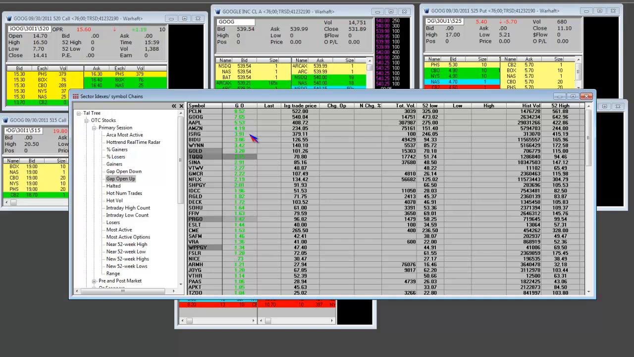And here comes ISRG clocking in there right along with BIDU. Here it is. Wynn, wow. All of these stocks here. The bull, look at that bull.